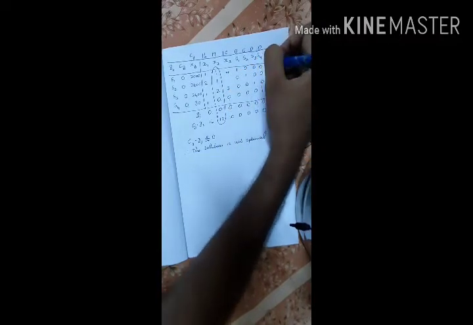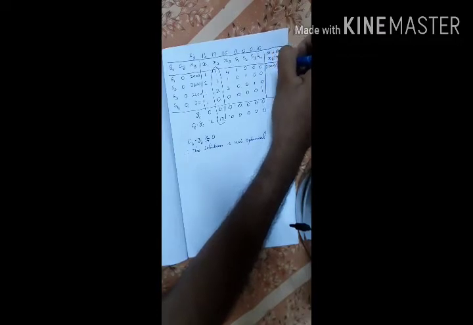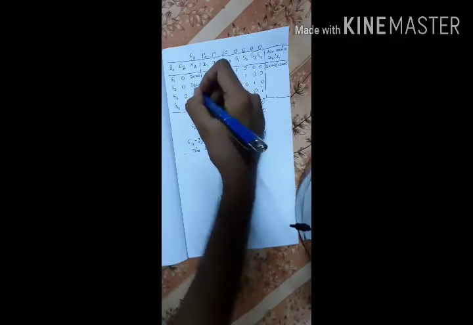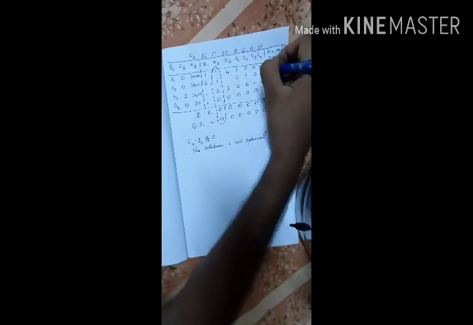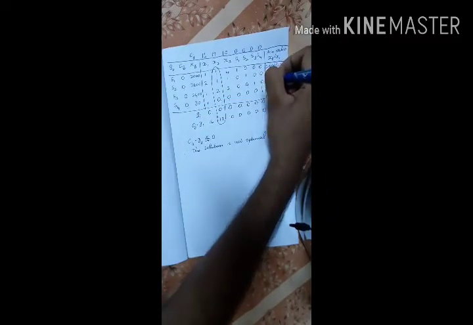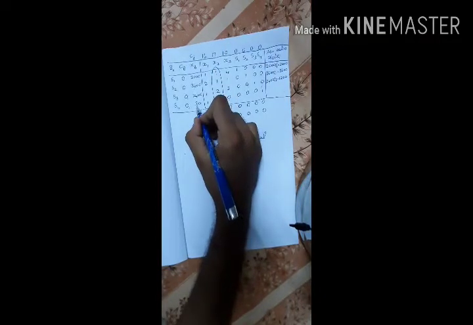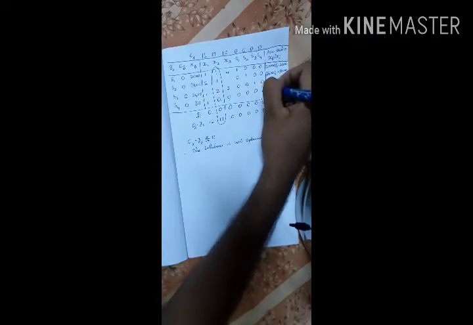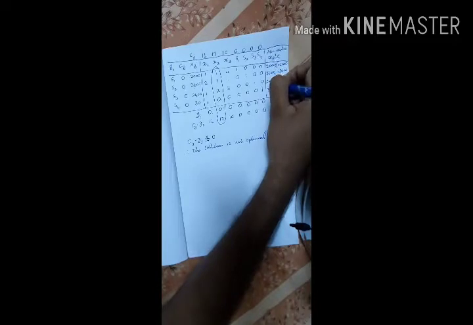So we calculate xb by xi: 2000 divided by 1 equals 2000. Next is 3600 divided by 1 is 3600. Next is 2400 divided by 2 is 1200. Next is 30 divided by 0 is not defined.